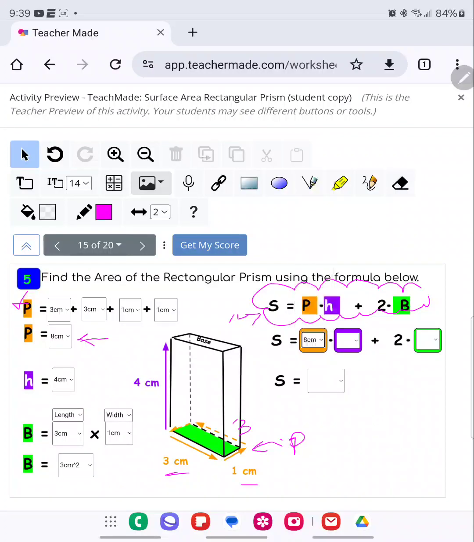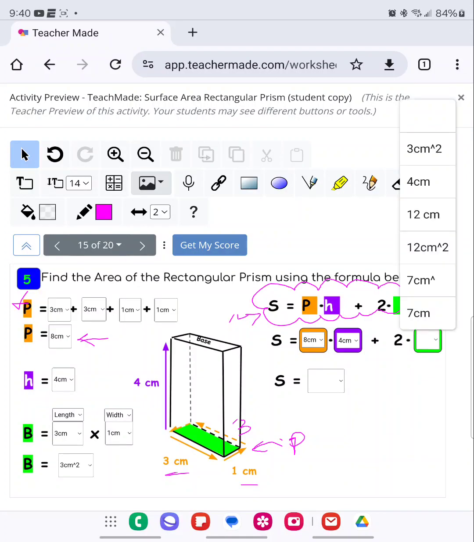What was your height of the prism? 4 centimeters right there. Plus 2 times, remember there's 2 bases. There's one on top and the bottom. So what was the area of the bottom one? It was 3 centimeters squared.